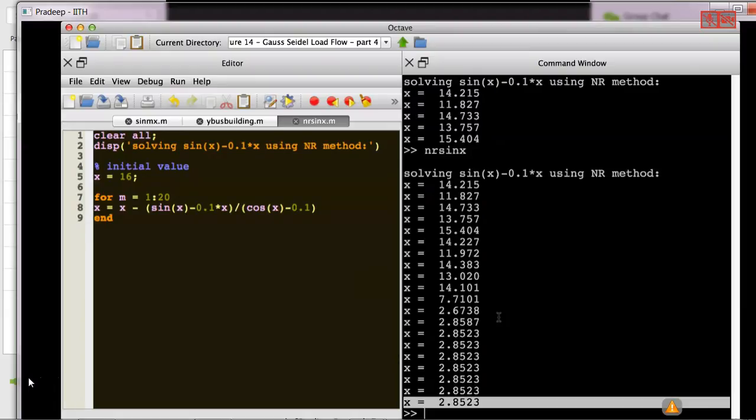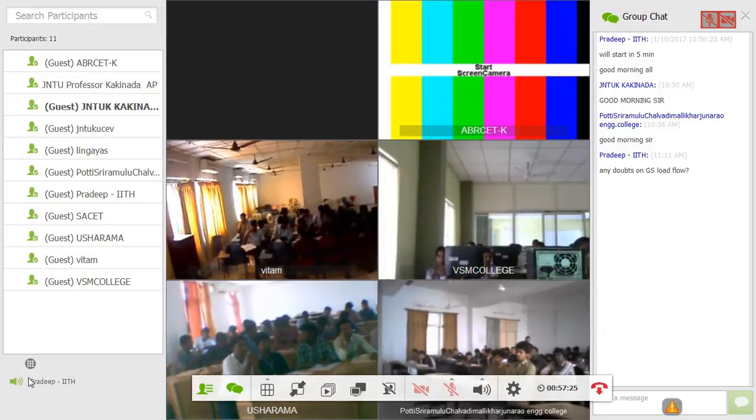Okay, so I explained Newton-Raphson method using some different equation. So let's come to power system equations and try to solve using Newton-Raphson method. So I hope you got some idea about how to use Newton-Raphson method. So any doubts or any questions so far on Newton-Raphson method?